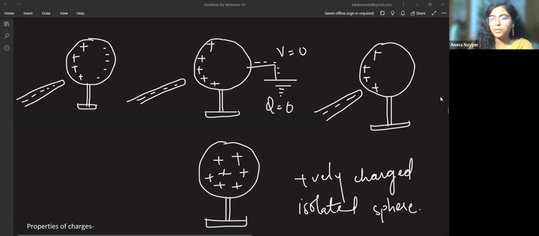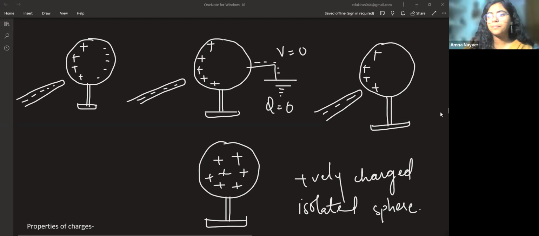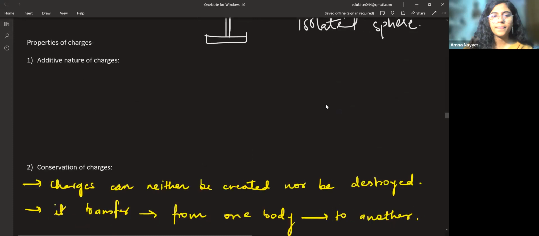Now let's start with the properties of charges. Yeah. So see, the first three properties are very easy and you do not have questions from these. If properties of charges come to write, just in short, write all of these. The fourth point, we'll discuss it in detail.